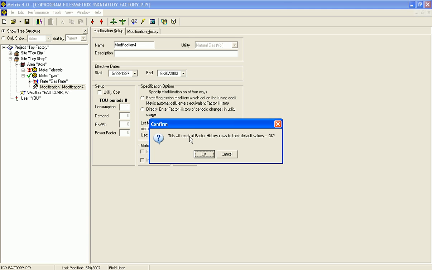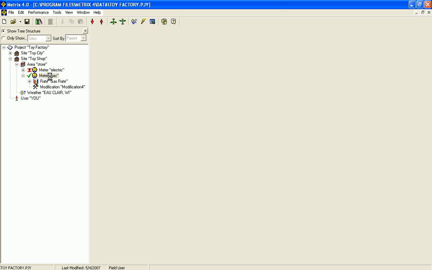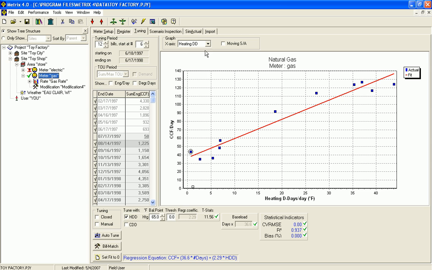A window will pop up saying that this will reset all factory rows to their default values. Click OK. Uncheck the Included Bills option in the Match field, leaving only Excluded Bills checked. This means that only excluded or deselected bills will be bill matched. Click on the meter item again in order to display the tuning data form, and change the x-axis of the graph to time.